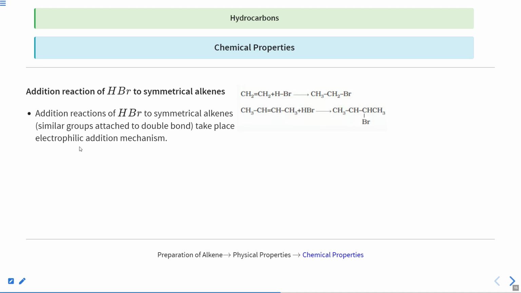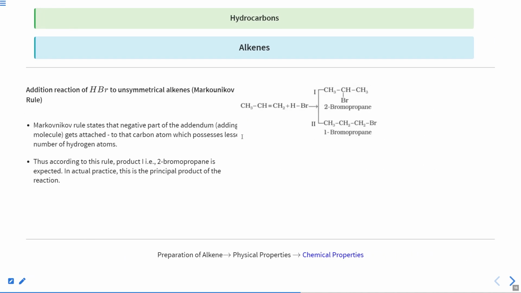Now coming to unsymmetrical alkene, so this is your unsymmetrical alkene. Two products are possible. So this is very important. It will be used in your later classes, in your later exams, any exam you give, you will face this Markovnikov rule. You can't escape from this Markovnikov rule, and this is very easy to understand also. There is nothing complex in this rule.